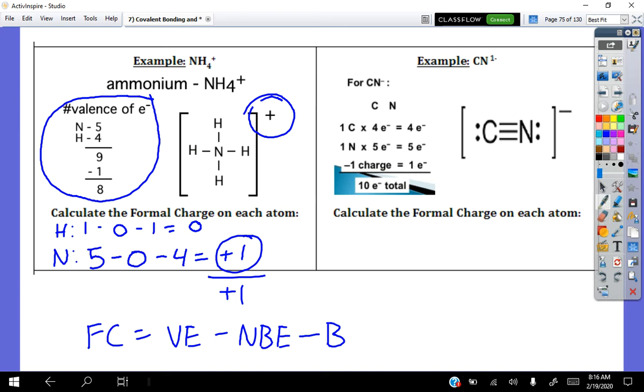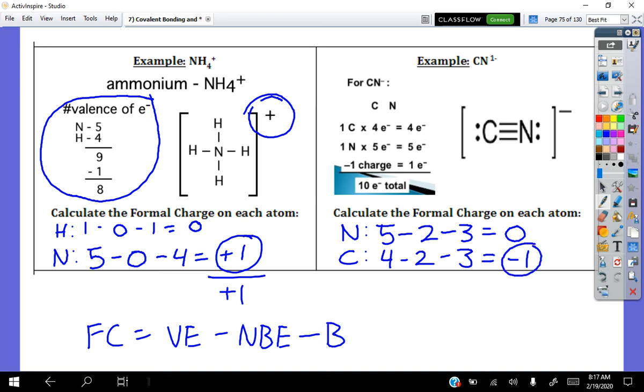So then I can go through and do the formal charge for each one. Nitrogen we know has 5 valence, minus 2 dots from the lone pair, and minus 3 bonds from the triple bond. And we end up with a formal charge of 0 on the nitrogen. For carbon, we've got 4 valence electrons, minus 2 dots from the lone pair, minus 3 lines from the bond. We end up with a -1 charge on my carbon. If I add my formal charges together, my overall formal charge is still a -1, and that matches up with what's in the brackets over here.